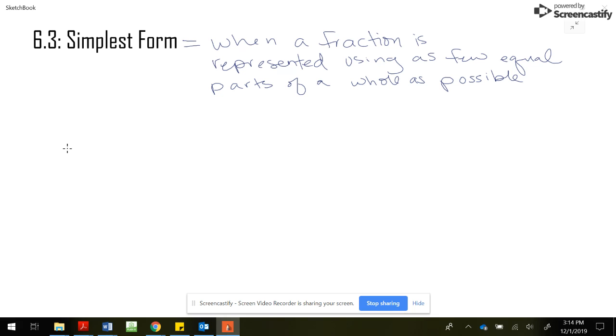6.3, we're looking at simplest form. Simplest form for a fraction means when a fraction is in simplest form when it's represented using as few equal parts of a whole as possible. Now that sounds really complicated.